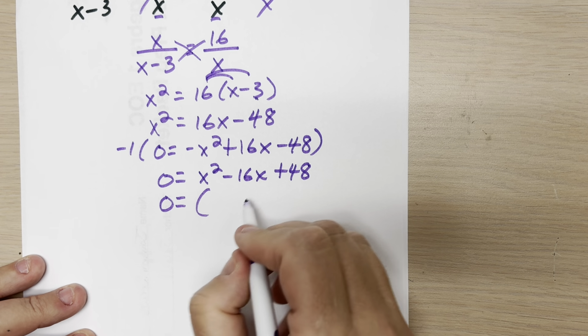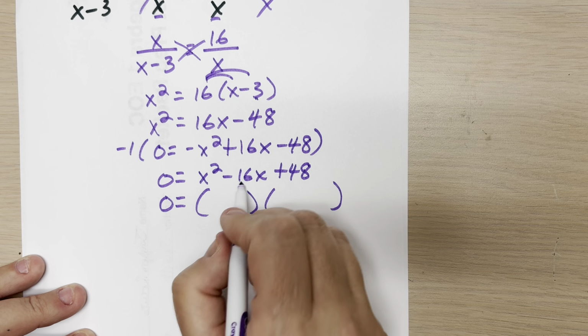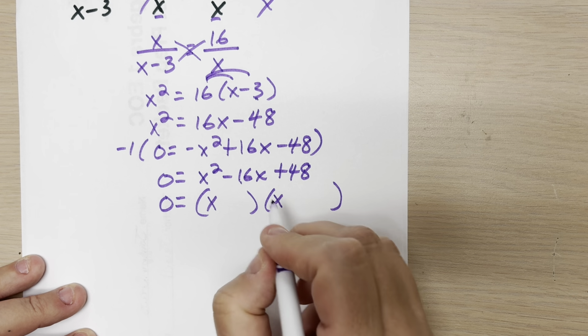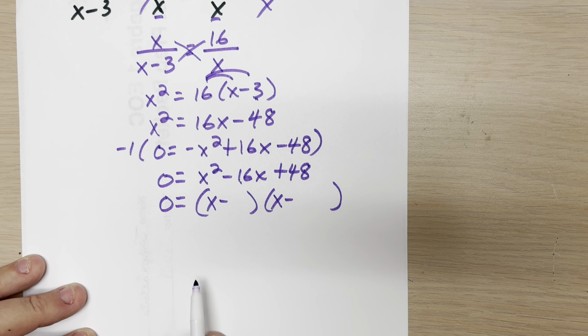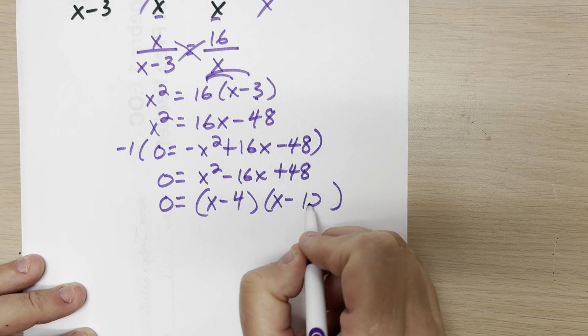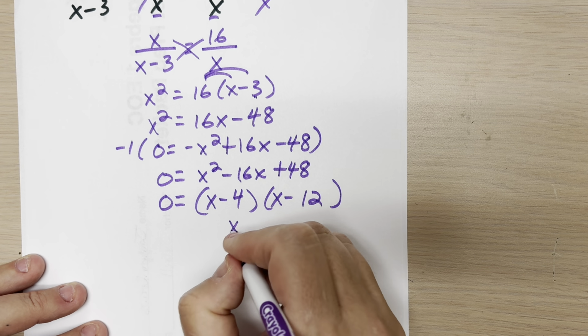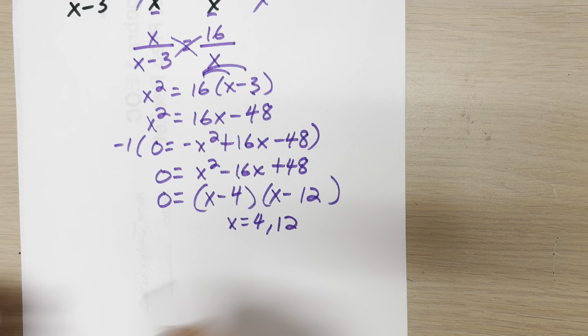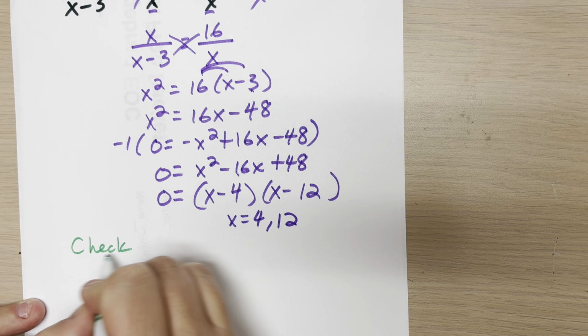Okay, let's see. We're looking at the factors of 48 that add to negative 16. So these are both going to be negative. How about negative 4 and negative 12? I think that works. Yeah. So x is 4 and 12. We've got to check these to make sure that they're good. So let's do the check.